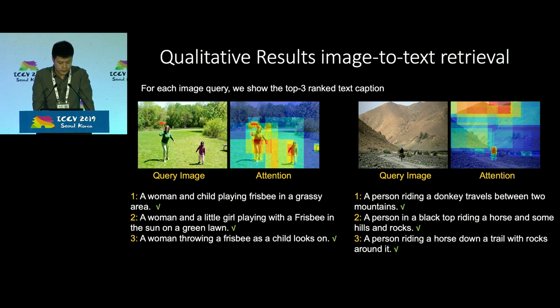To further interpret the model predictions, we visualize the correlations between representations of image regions and the final representation of the whole image in an attention form. And from the attention map, it validates that our model can capture key objects and the semantic concepts in the scene.